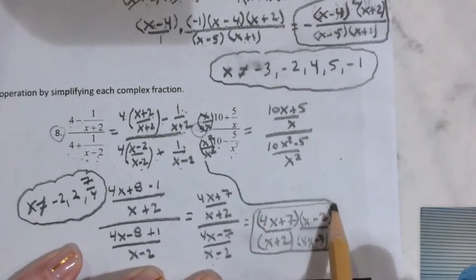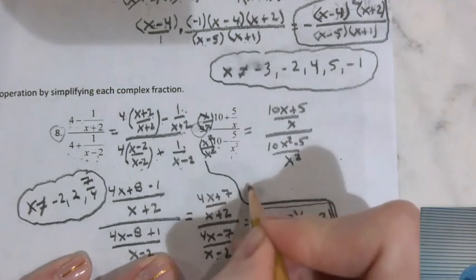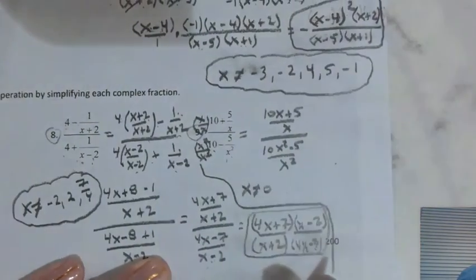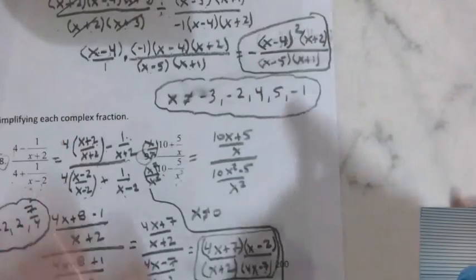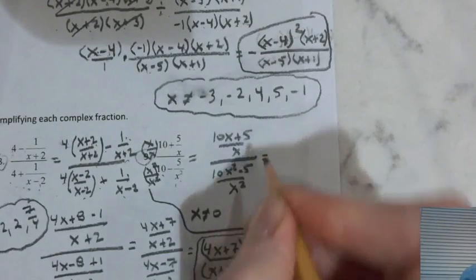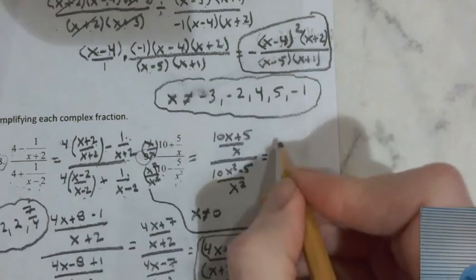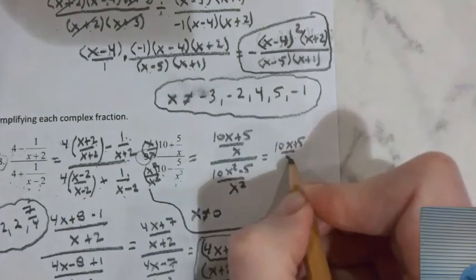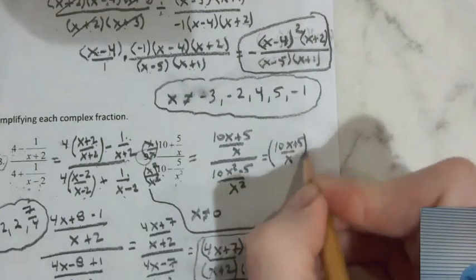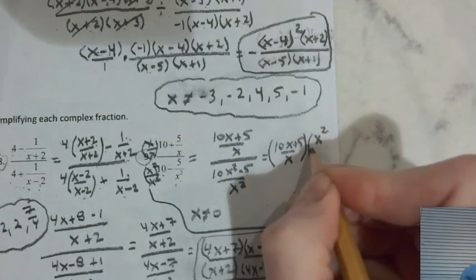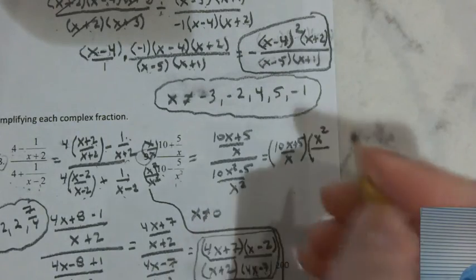Okay, running out of space a little bit. But we know that x cannot equal 0. Right now, just 0. Okay, and we're going to do 10x plus 5 over x, and then instead of dividing by this, we're going to multiply by x squared over 10x squared minus 5.